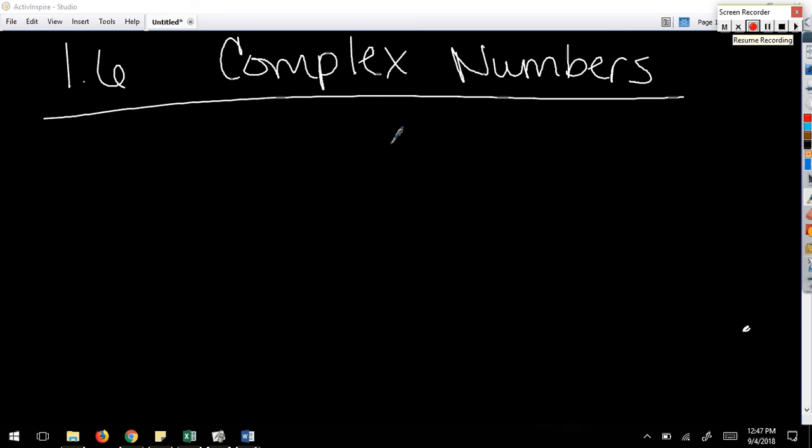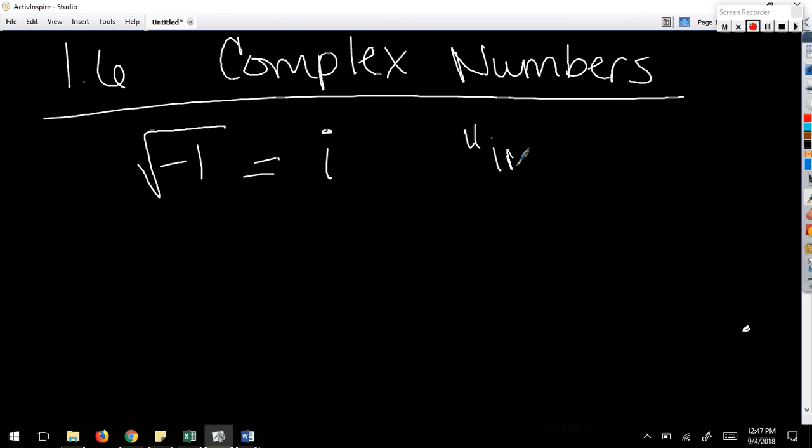Here's what we do. We're going to let the square root of -1 be represented with an i. What do you think the i stands for? Imaginary. Okay. We're going to treat it like any other variable, but every time you see it, it's going to hold the place of the square root of -1.